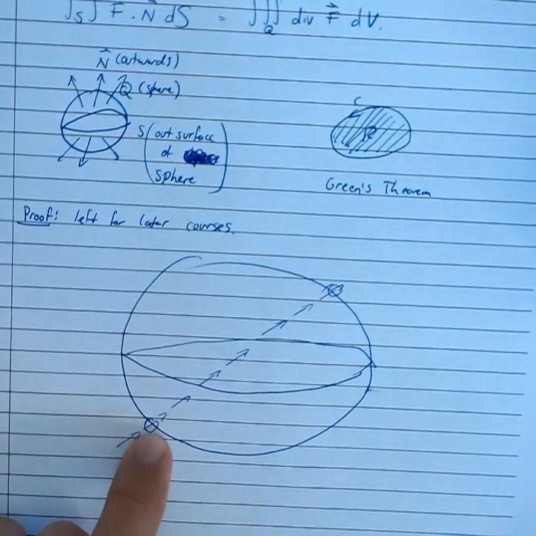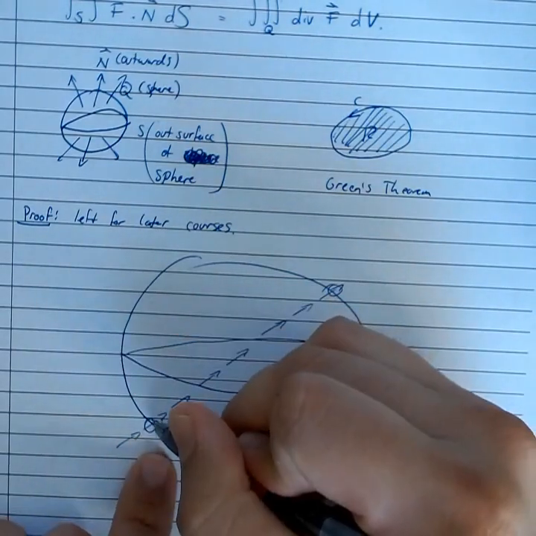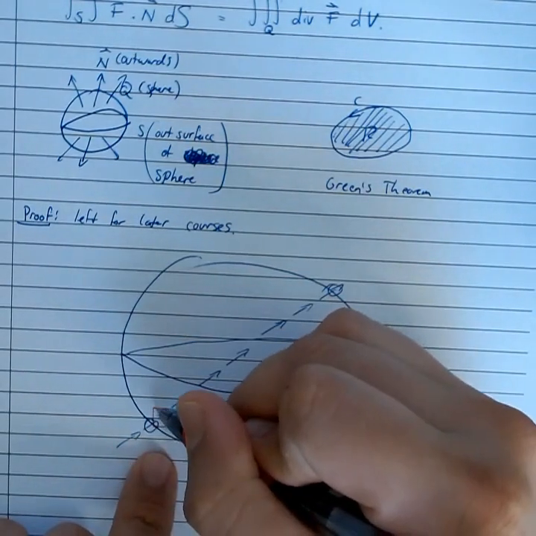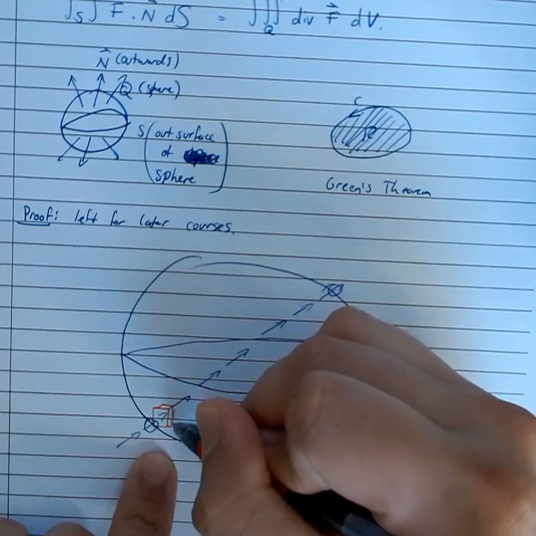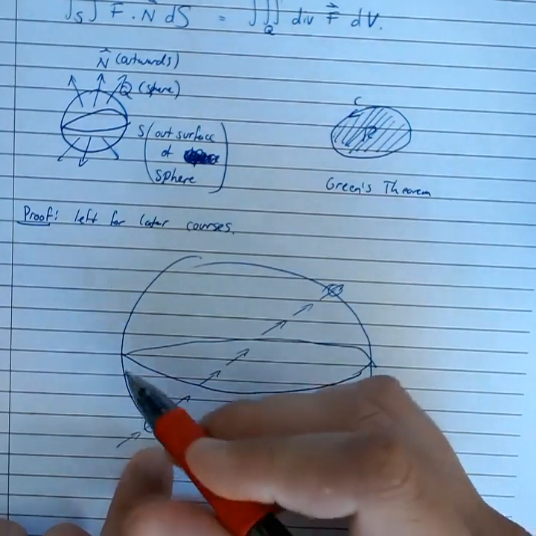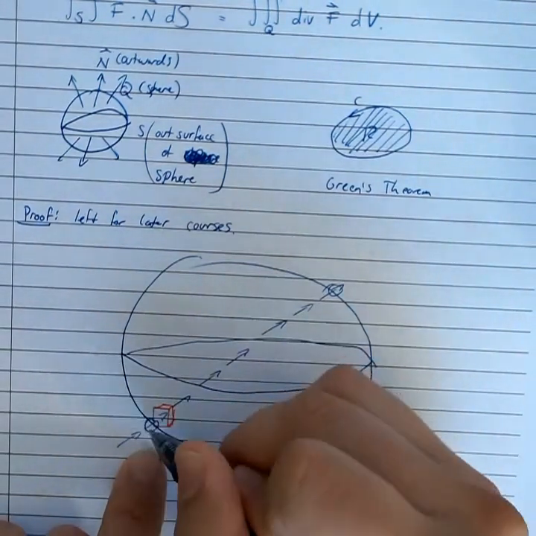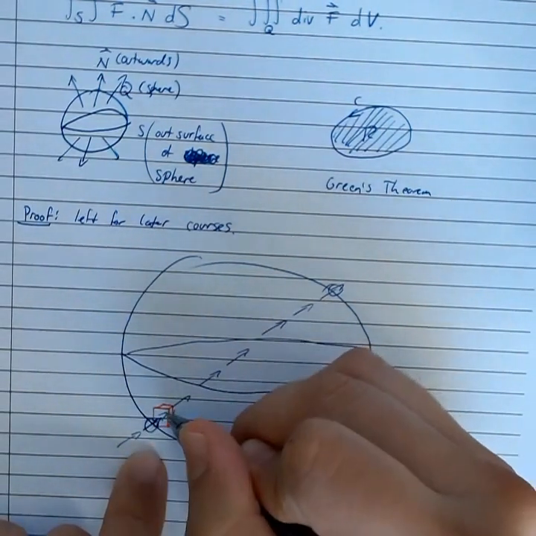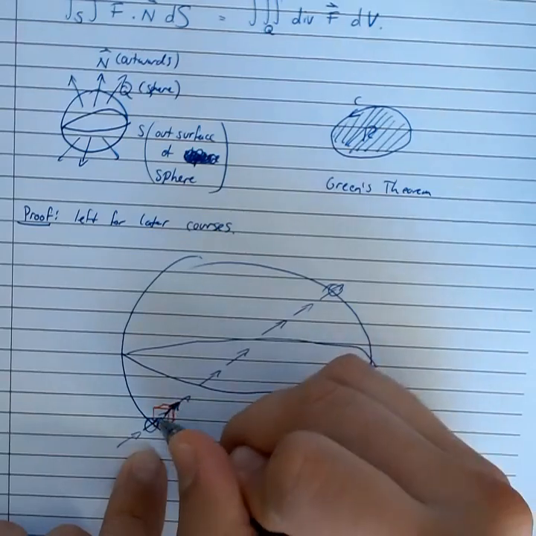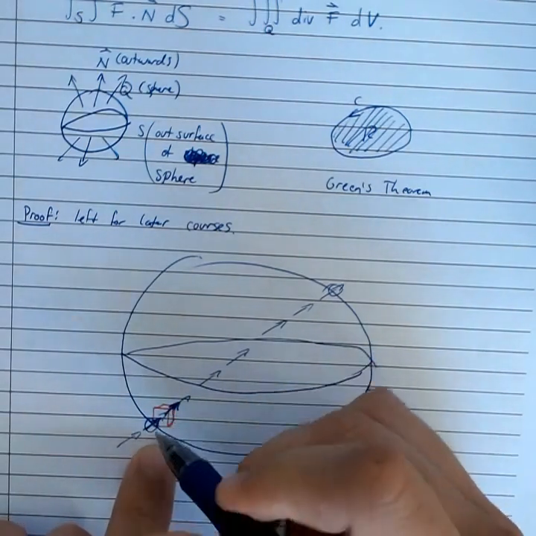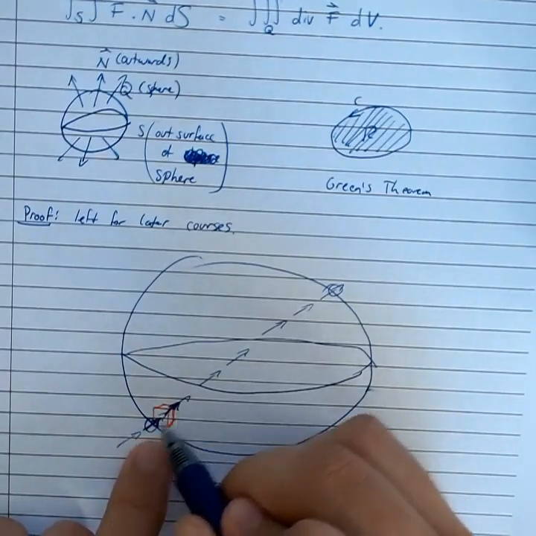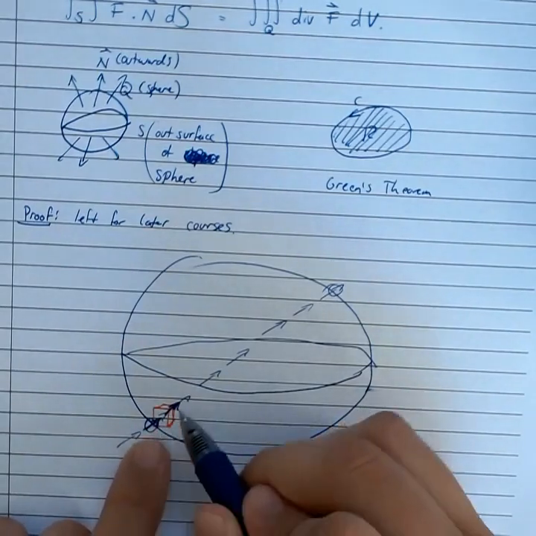But another way I could do that is to look at what happens inside. Consider a small little cube in here. Notice that the flux, the flow rate going in is roughly the same as the flow rate coming out. Because this is a tiny little cube, the flow rate doesn't have much of a chance to change.